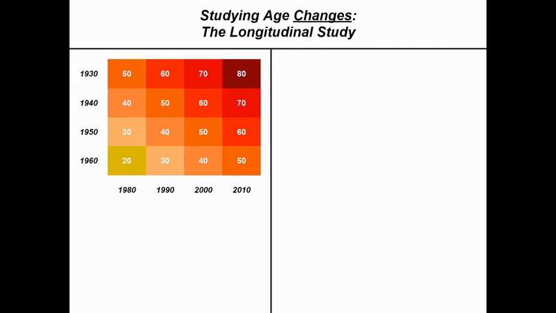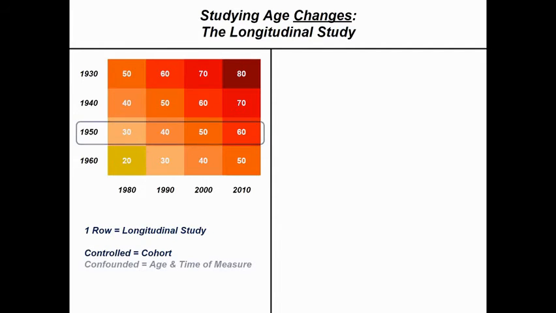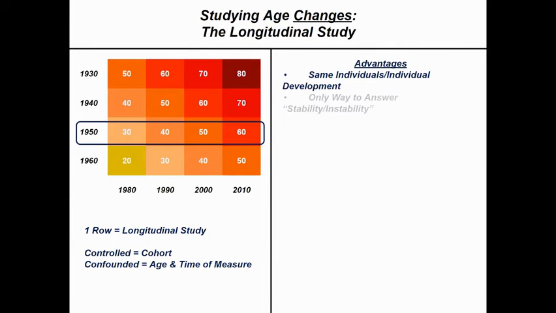So then you can take a look at it longitudinally, okay? And this would be going by rows, a longitudinal study. So controlled would be the cohort, and the confounded would be time and age. So some advantages to this, taking a look at it from the cohort 50s all the way through maybe their lifespan. Same individuals, individual development. So you now do get to look at that group and the individuals inside it and say, man, these things impacted these groups of people like this. And you can make those strong assertions, okay?